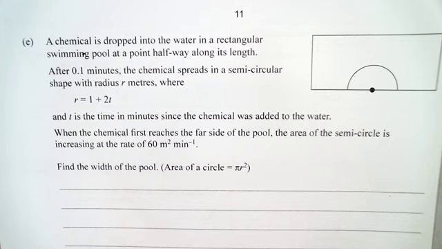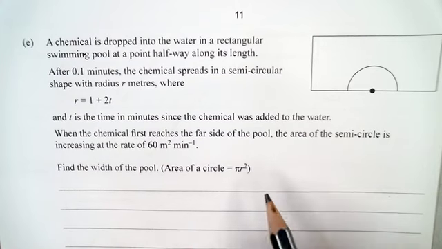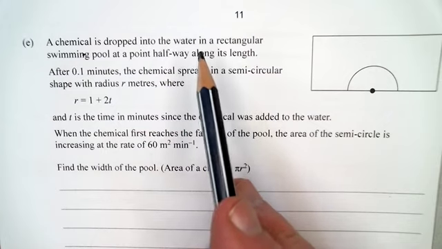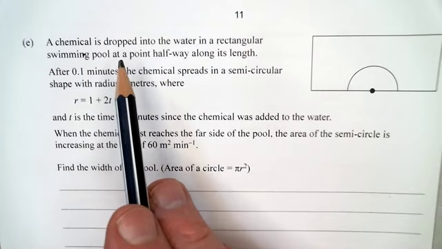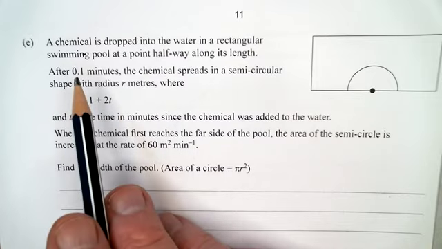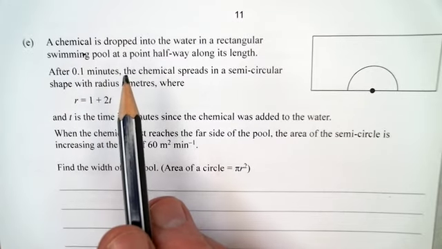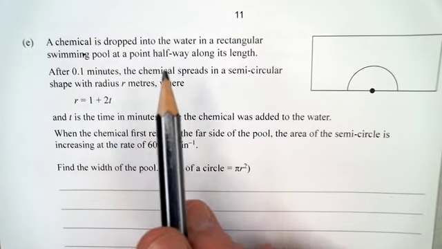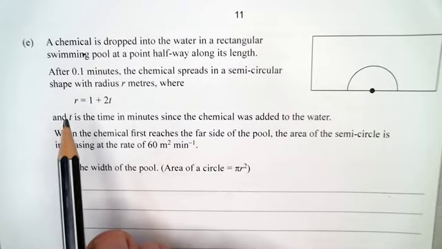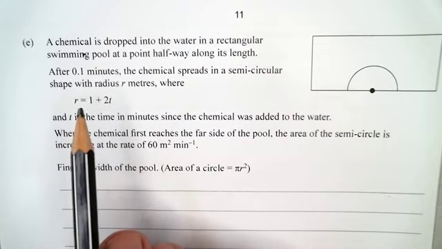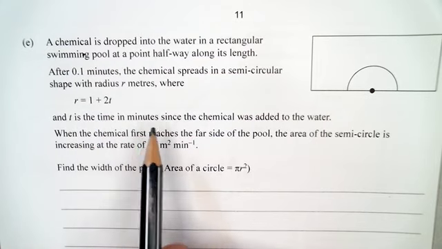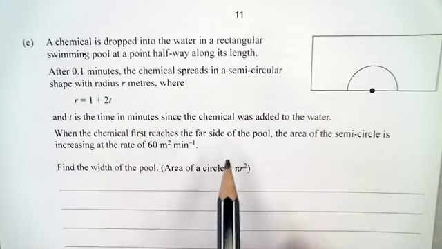All right, so now the question asks, a chemical is dropped into the water in a rectangular swimming pool at a halfway point along its length. After 0.1 minutes, the chemical spreads in a semicircular shape with radius r meters, where r is 1 plus 2t, t being time. T is the time in minutes since the chemical was added to the water.